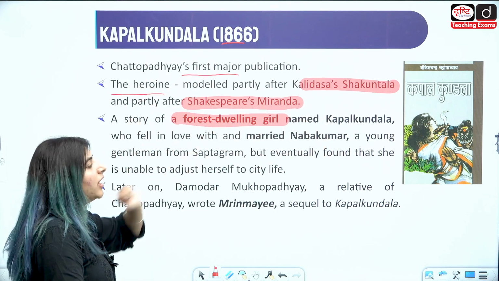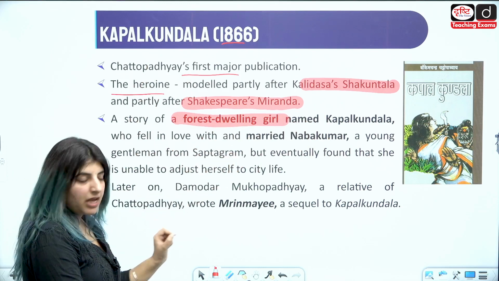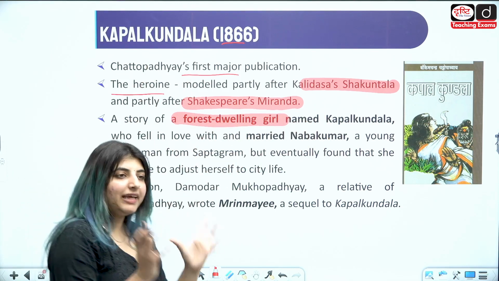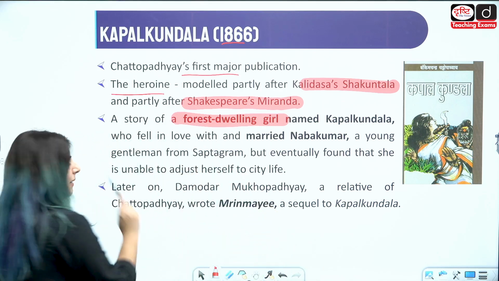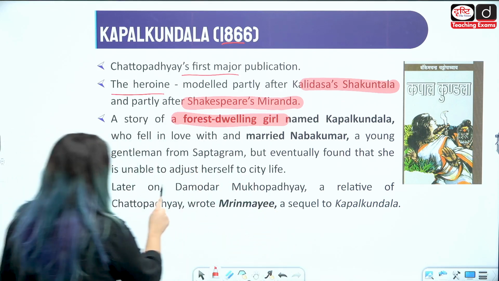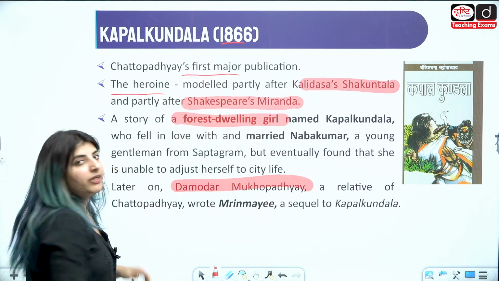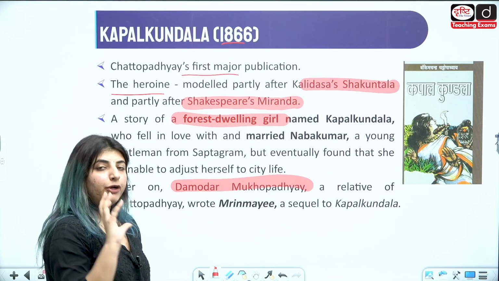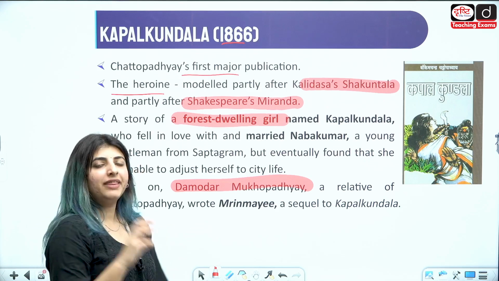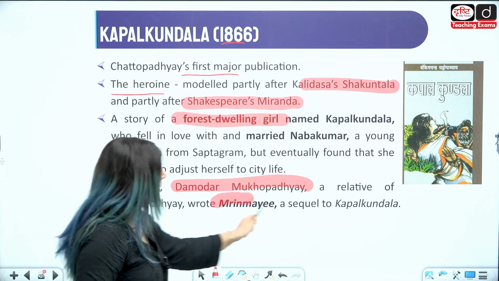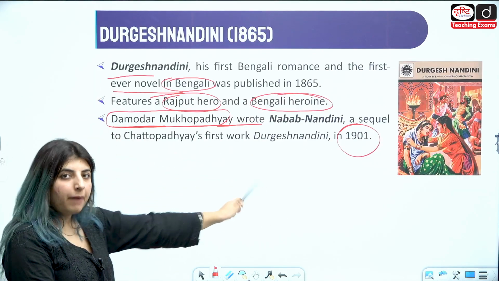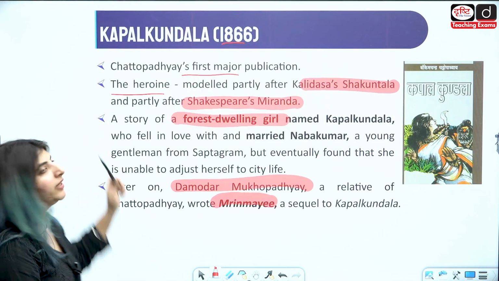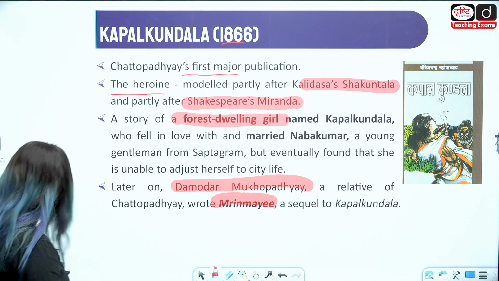She fell in love with a guy named Nab Kumar. Now Nab Kumar जो है, कैसे, how both of them fell in love is a story to talk about. पहले ये देख लेते हैं that दामोदर मुखोपाध्याय ने ही कपाल कुंडला का he produced a sequel to the same thing by the name Mrinmay, right? So यहाँ पे दुर्गेश नंदिनी का sequel was नबाब नंदिनी and कपाल कुंडला का sequel was मृणमय.